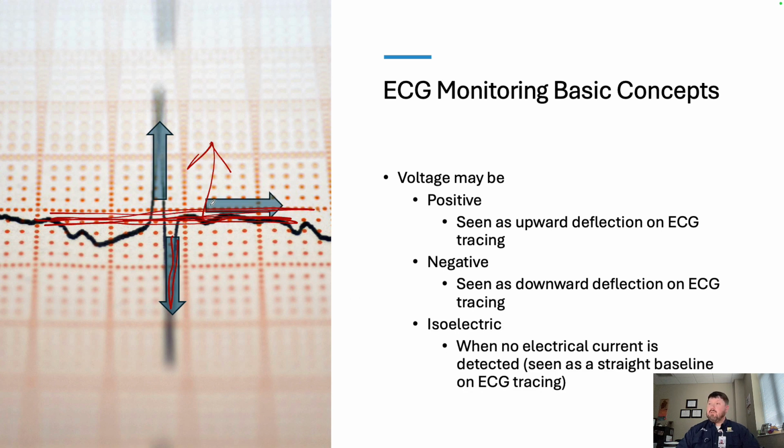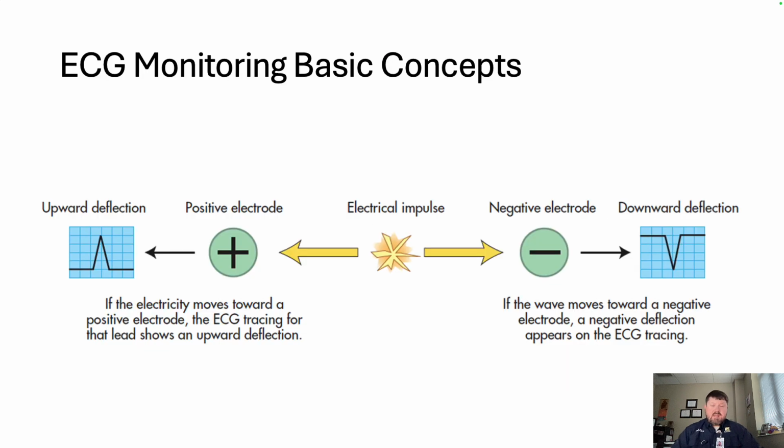Anything that's going horizontal on the ECG is essentially the isoelectric line, which means there's no electrical current or signal detected. So that's a very basic concept of ECG monitoring. If you see an upward deflection on your ECG tracing, that means that the electrical impulse is traveling towards your positive electrode. And again, the monitor is what determines which electrodes are positive and which ones are negative based off of the view that you want to see.